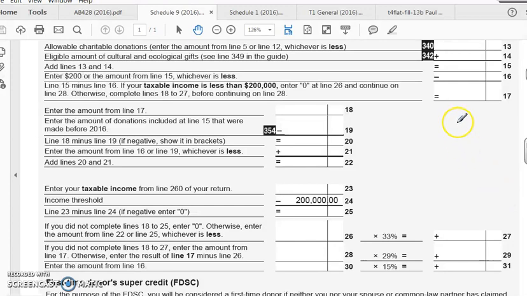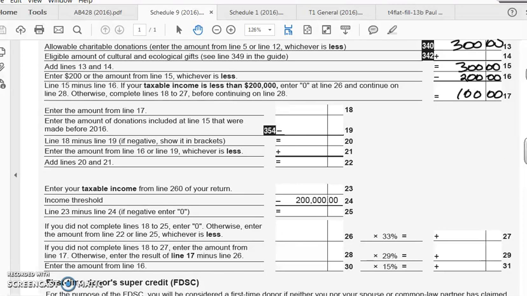So we take a look. Paul has got on line 13, $300. Nothing of ecological gifts, which means that this value is $300. Next line, it says enter 200 or whichever is less. Well, 200 will be less than 300, leaving us with a total of $100 as well here. And those are going to be subsequent things.